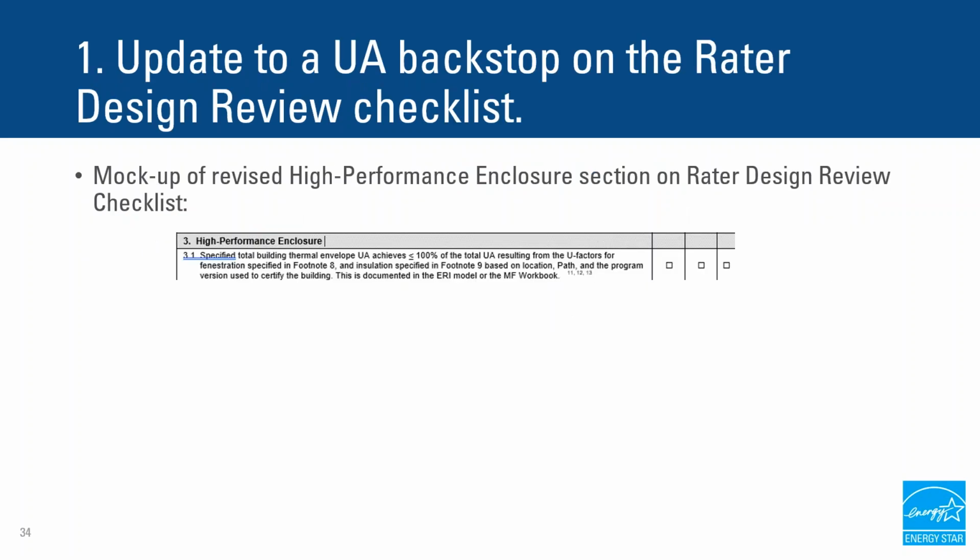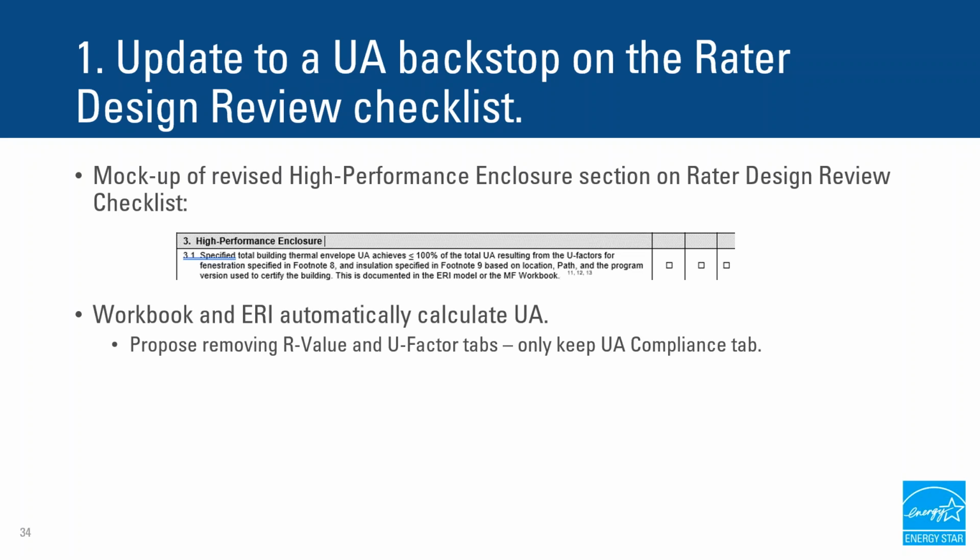First up, to update to a UA backstop, here is a mock-up of what this would look like on the Rater design review checklist, where it is much more consolidated. And given that the workbook and ERI automatically calculate the UA and the footnotes already have all of the extra information about where the requirements come from, we think this can be consolidated on the checklist itself.